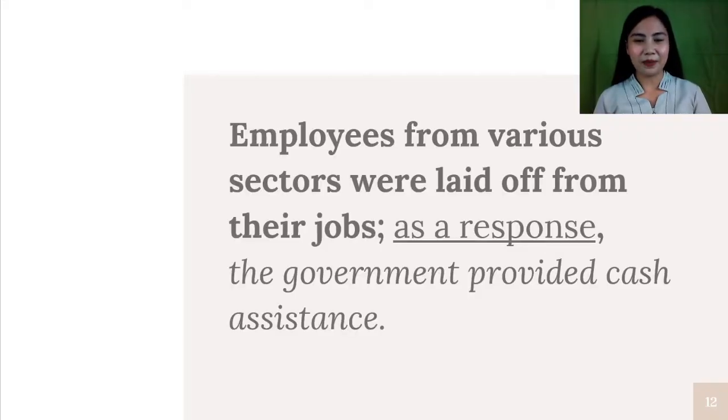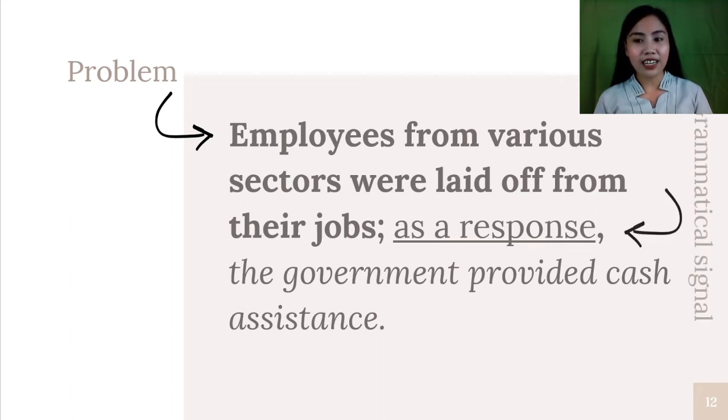Here's an example. Employees from various sectors were laid off from their jobs. As a response, the government provided cash assistance. To analyze this, we can say that the problem is the employees from various sectors were laid off from their jobs. And "as a response" is the grammatical signal used to introduce the solution or attempted solution. The remaining part of the sentence, the government provided cash assistance, is the solution or attempted solution.